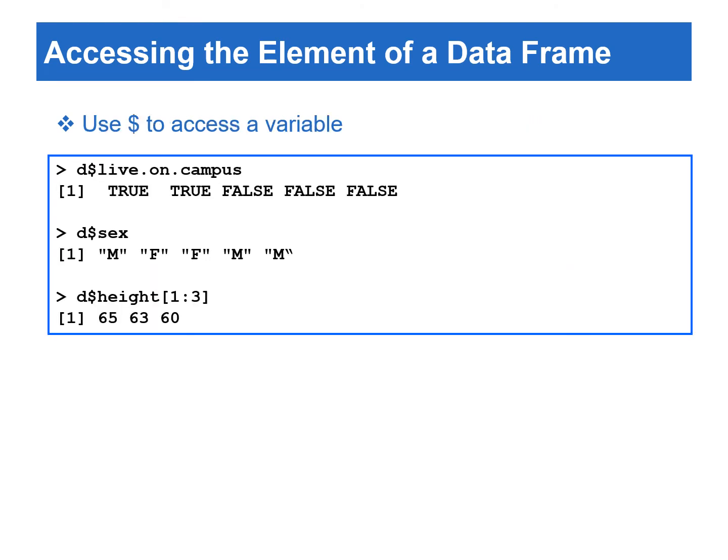Remember that we can use the $ sign operator to select a single named component from a list object. Since a data frame is a list, we can use a $ sign to select a single column, or a variable, from a data frame. The first 2 examples select the live on campus and sex variables. The last example selects the height variable, but only keeps the first 3 elements of the height variable.